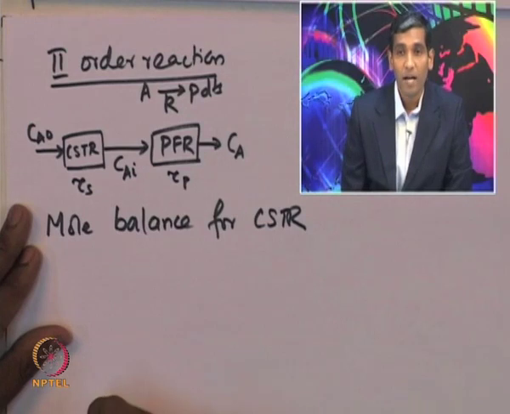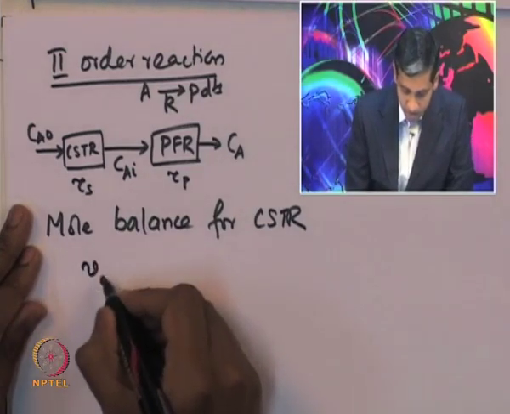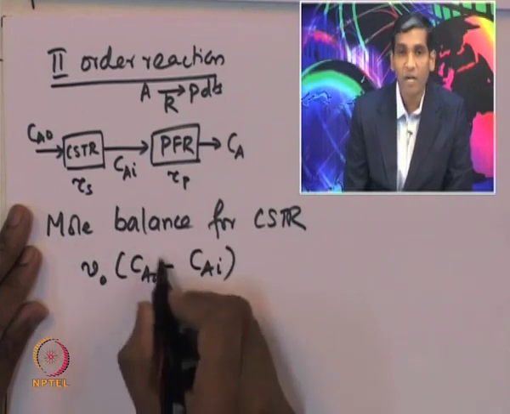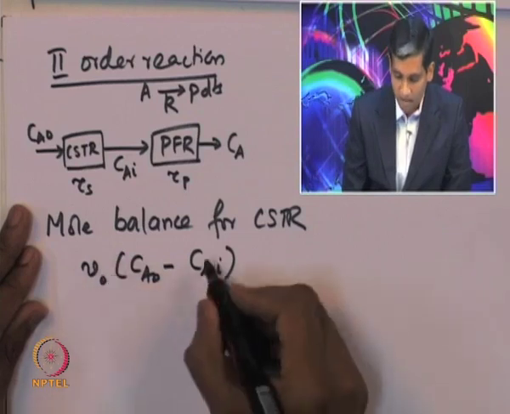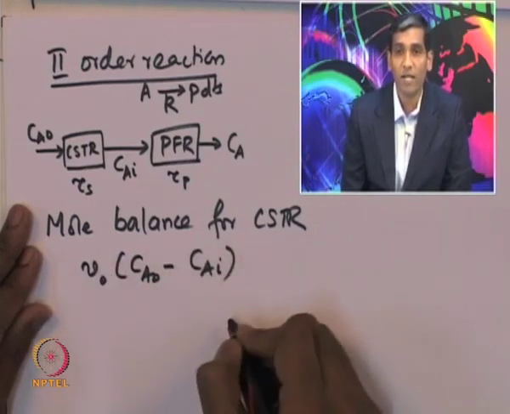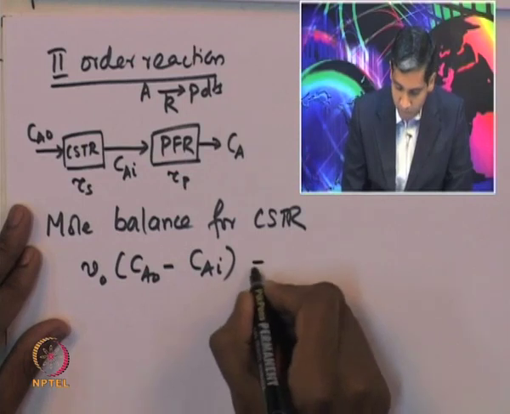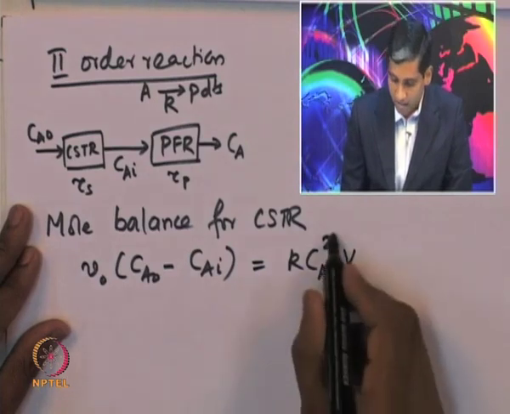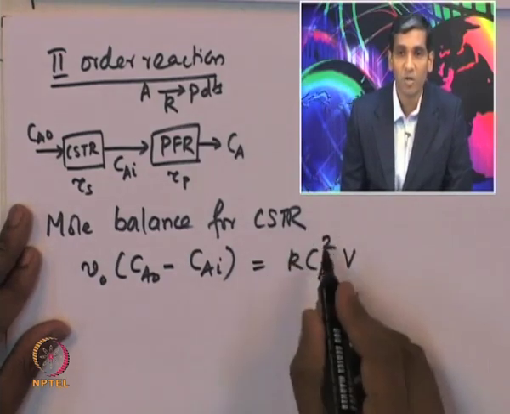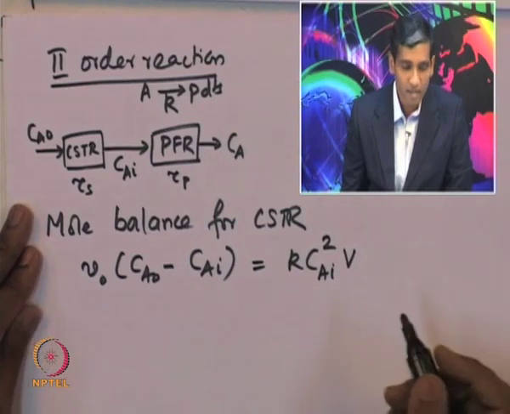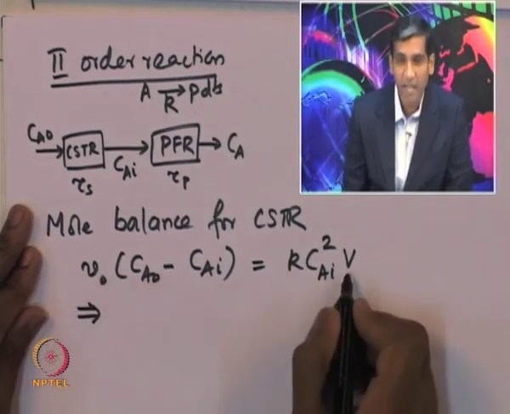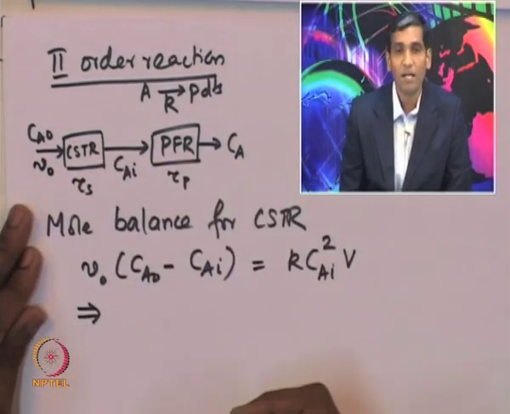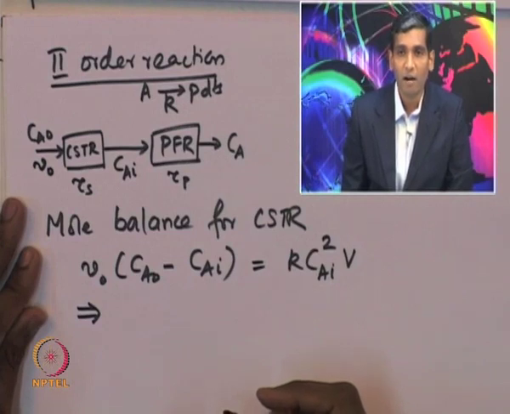for the CSTR, and the mole balance is V naught into Ca naught minus Cai. So, that is the rate at which the species actually enters the reactor, and this is the molar rate at which the species actually leaves the CSTR, and that should be equal to K into Cai square into V, where this is the rate at which the species A is consumed multiplied by V, which is the volume of the CSTR. So, simply by dividing this by V naught, which is the volumetric flow rate, the volumetric flow rate with which the fluid is entering the combination of reactors.